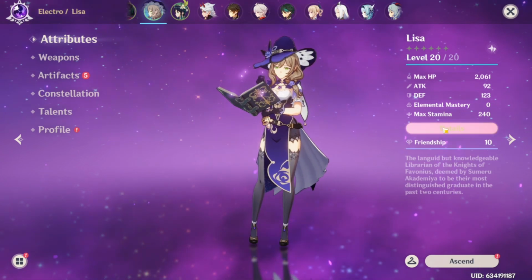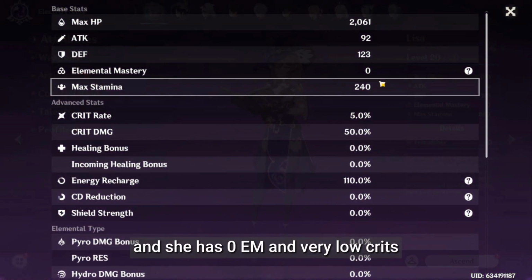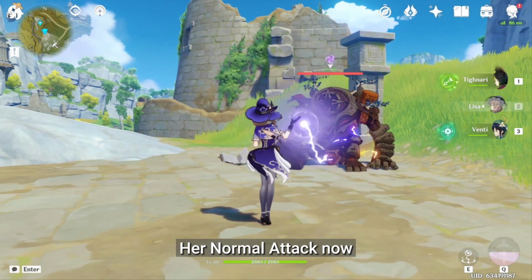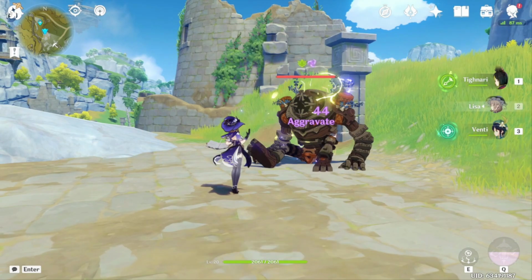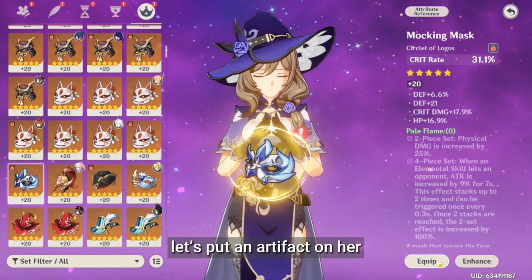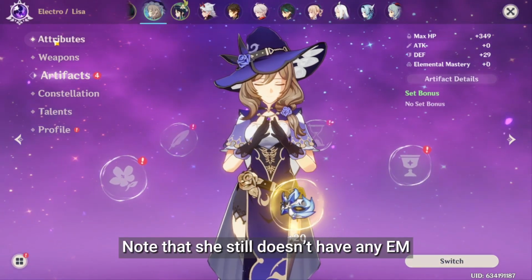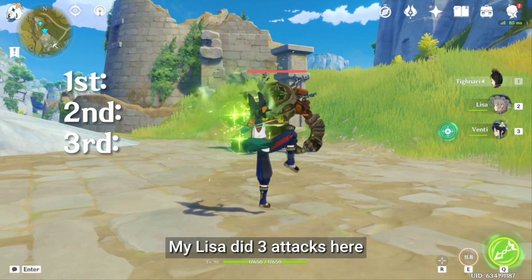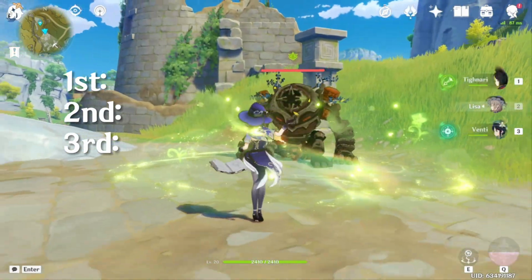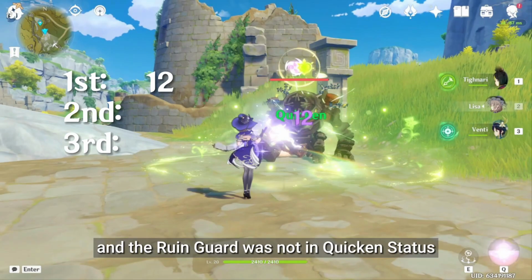You can see currently, my Lisa does not have artifacts and she has 0 EM and very low crits. Her normal attack now deals 12 electro damage, and 44 with Aggravate. Then, let's put an artifact on her to give her higher crit damage. Note that she still doesn't have any EM. Then, look carefully. My Lisa did 3 attacks here. The first one was still 12 since it didn't crit and the Ring Guard was not in Quicken status.